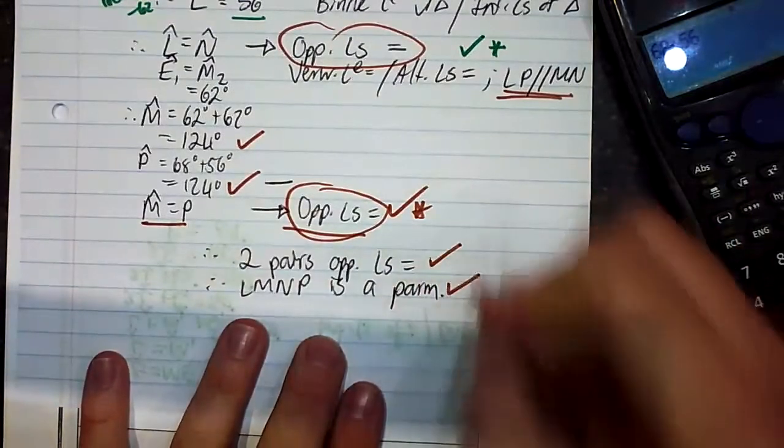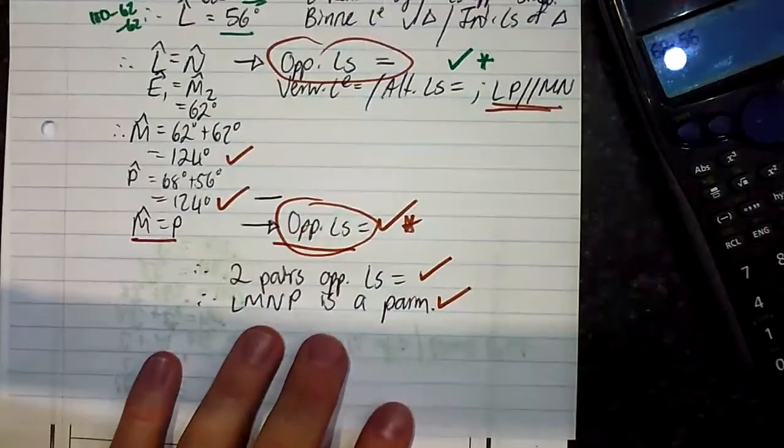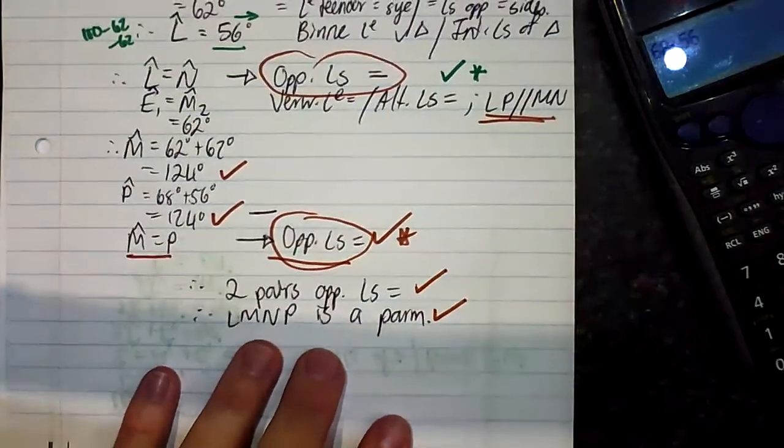So then LMNP is a parallelogram. Right. I hope you understand this, guys.